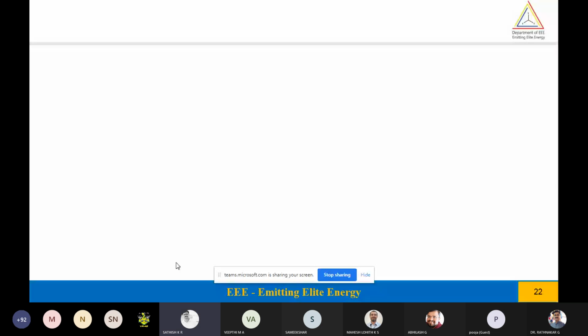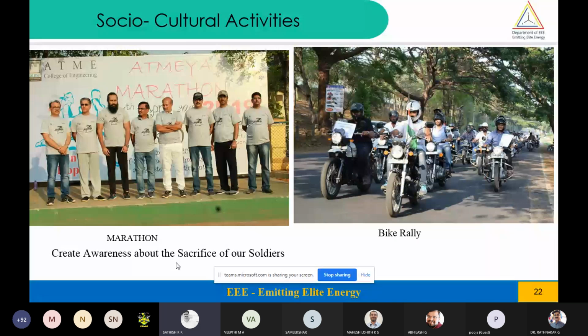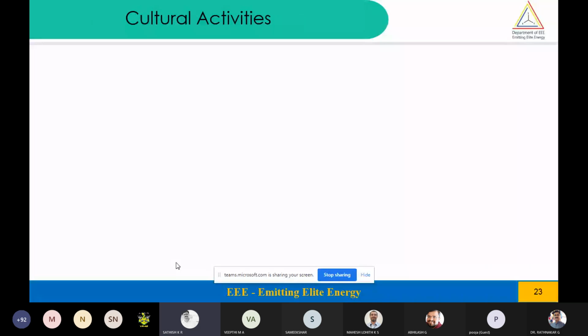And socio-cultural activities. These are the activities taken up under socio-cultural activities. One is the marathon. It takes place annually when the college fest is going on, 3 days before it. The second one is the bike rally. It took place in 2017, to create awareness about the sacrifice of our soldiers. It was in the name of Amar Jawan. We conducted the college fest in the name of Amar Jawan.